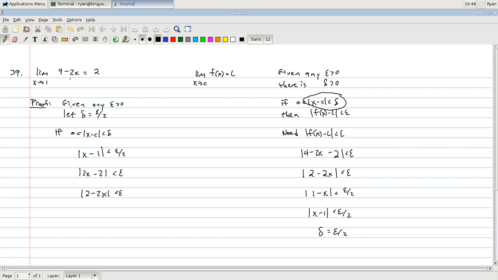I'm trying to get this negative 2x here. Now this 2 is the same thing as 4 minus 2. And I can leave this negative 2x in here, less than epsilon. And this is now the function f of x. The 2 was our limit, less than epsilon, and this proves what we were trying to show.